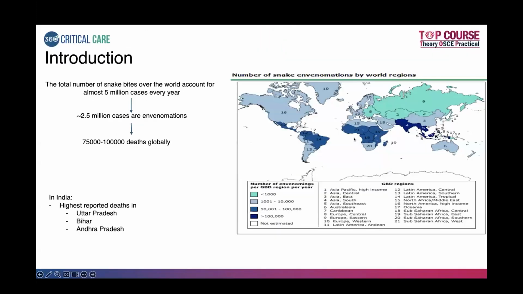So coming to the introduction, just to give a clarity, the total number of snake bites over the year account for almost 5 million cases. Out of that, 50%, that's almost 2.5 million cases, are envenomations. And out of that, 75,000 to 1 lakh deaths occur globally. With respect to India, the highest reported deaths are in UP, Bihar, and Andhra Pradesh.